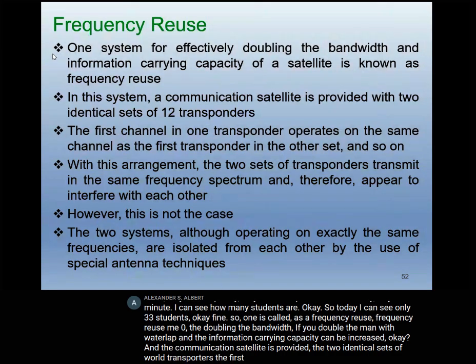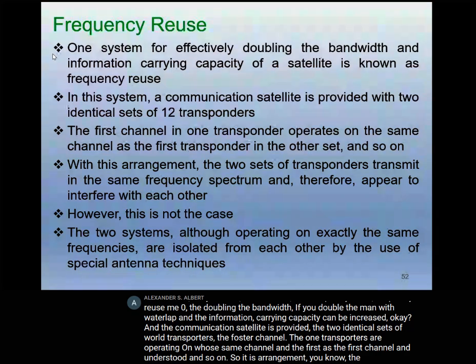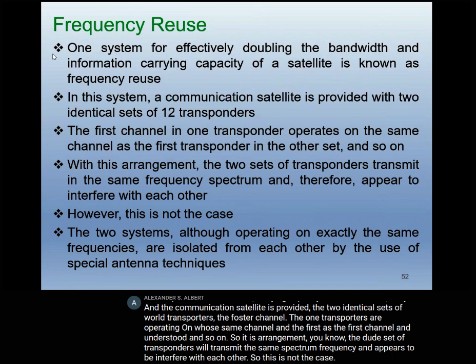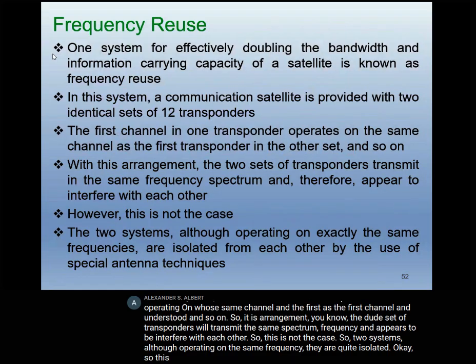The first channel in one transponder set operates on the same frequency as the first channel in the other set, and so on. With this arrangement, the two sets of transponders transmit the same spectrum and appear to interfere with each other. But this is not the case. The two systems, although operating on the same frequency, are quite isolated. This isolation is required to overcome the interference.